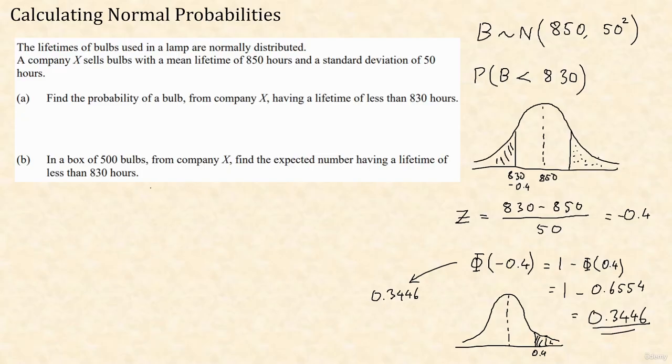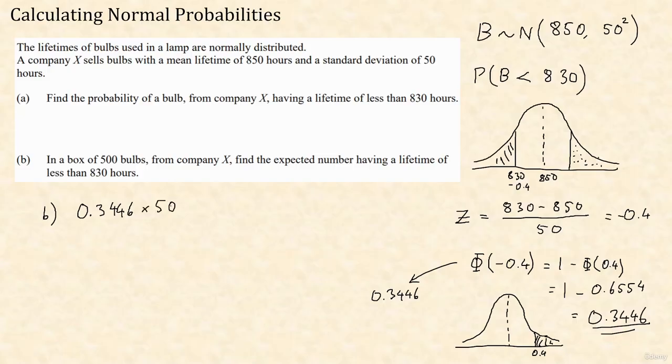Now for part B. In a box of 500 bulbs from company X, find the expected number having a lifetime of less than 830 hours. So we know the probability of having a lifetime less than 830 hours is 0.3446. So that's the proportion of those 500 bulbs we'd expect to have a lifetime of less than that.